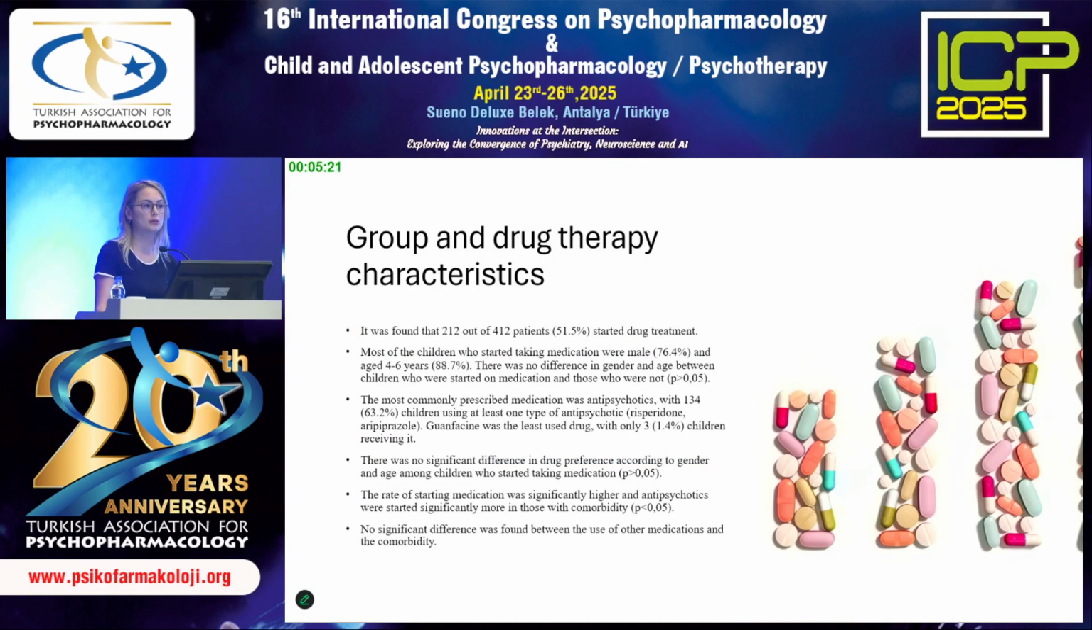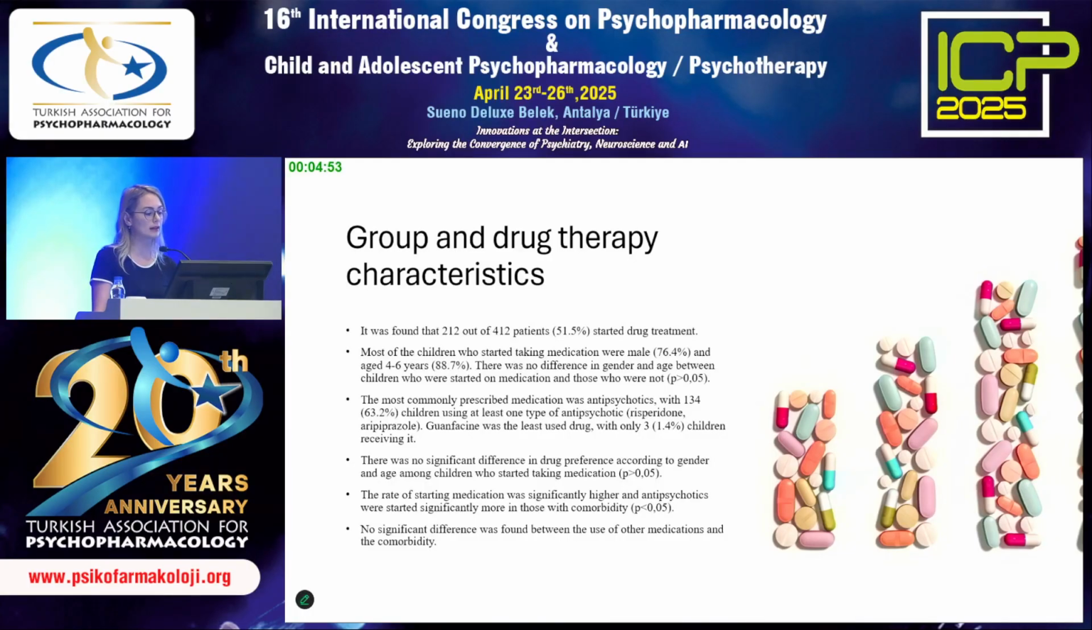The group and drug therapy characteristics can be summarized as follows. It was found that 212 out of 412 patients, which corresponds to 51.5%, started drug treatment. Most of the children who started taking medication were male and aged 4 to 6 years. There was no significant difference in gender and age between children who were started on medication and those who were not.